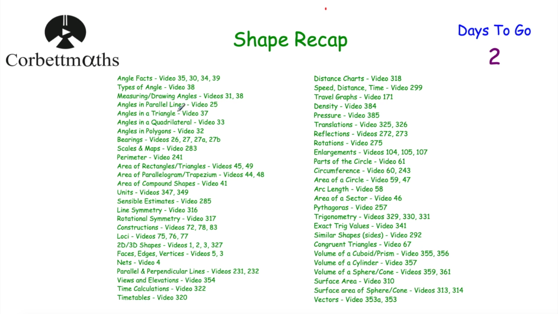Angles in a triangle add together to be 180 degrees. Angles in a quadrilateral add together to be 360 degrees. Angles in polygons, well, you just keep adding 180 degrees for every single side. So a pentagon will be 540, a hexagon 720, and so on. You can use the formula n take away 2 times 180. That'll tell you the sum of the interior angles. Also make sure that you know that all the exterior angles will always add together to be 360 degrees. Also, the interior angle plus exterior angle will add together to be 180 degrees.